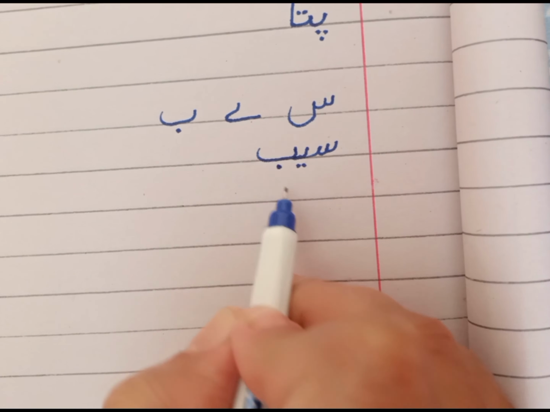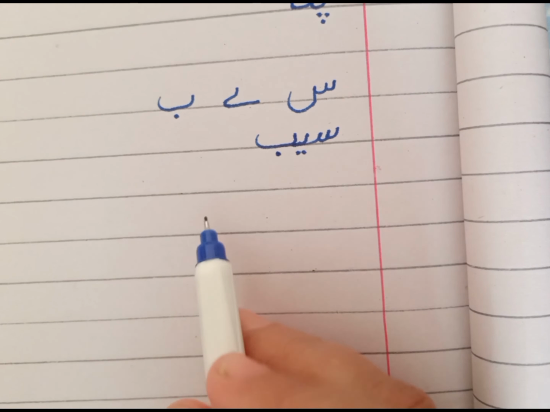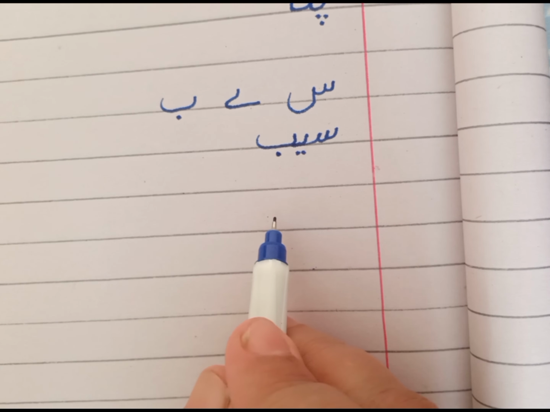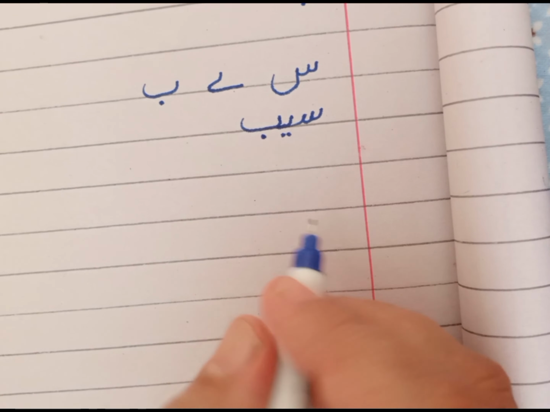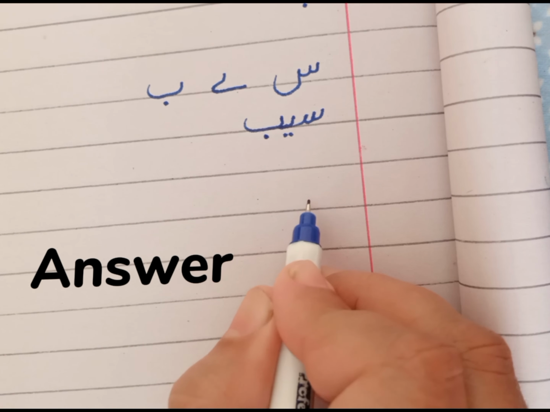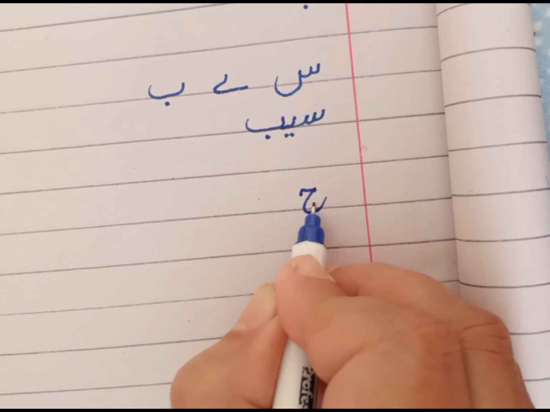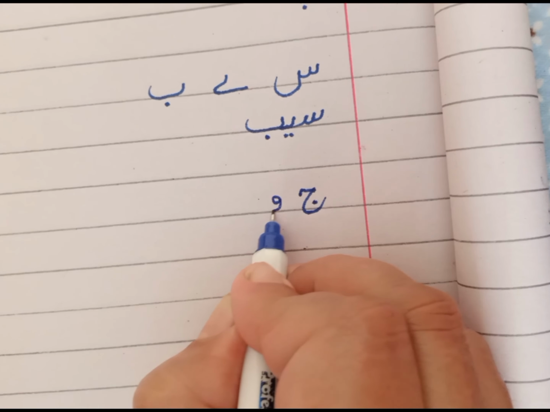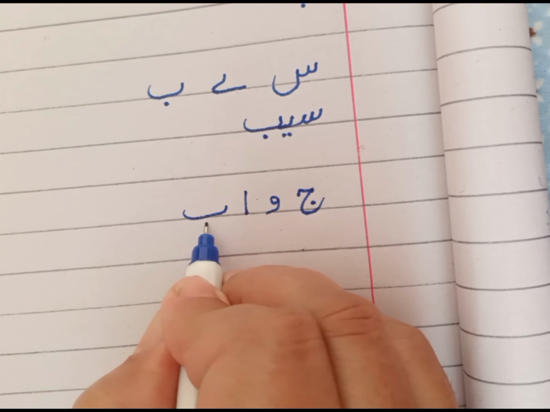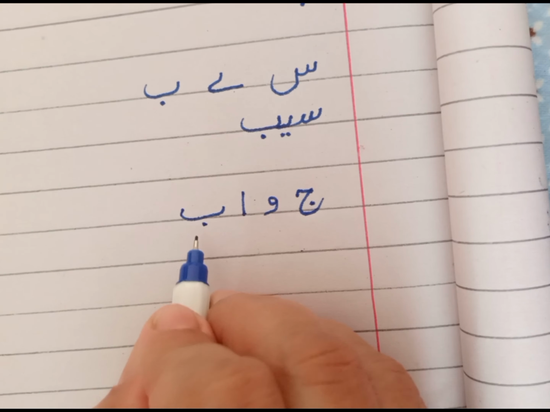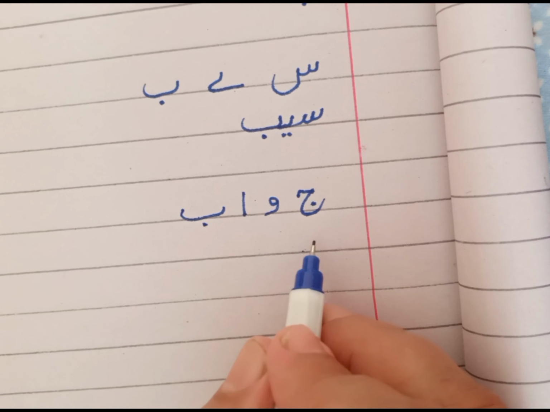This is Seb, apple. In the next example, see that Be will also be the last letter of the word, but it will not be in joint form. For example, when you write Jawab. Jawab means answer. J, V, A, B. Jawab. Jawab means answer.